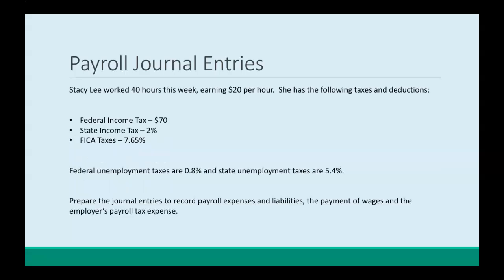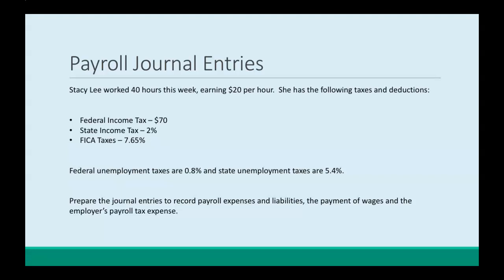Let's work through an example showing the different journal entries associated with payroll. So we're told that Stacy Lee worked 40 hours this week, earning $20 per hour, and she has the following taxes and deductions. Federal income tax was $70. State income tax is 2% and FICA taxes are 7.65%. We're also given the information that federal unemployment taxes are 0.8% and state unemployment taxes are 5.4%.